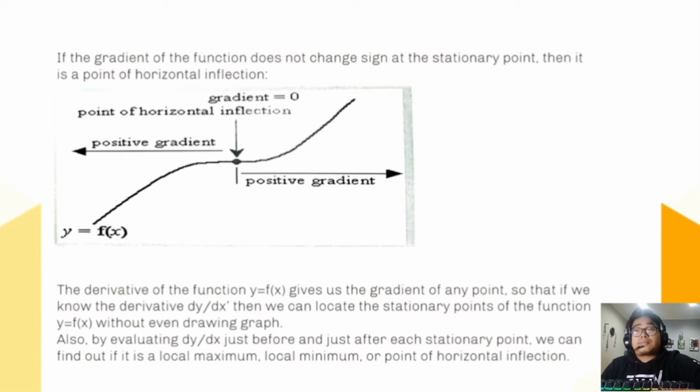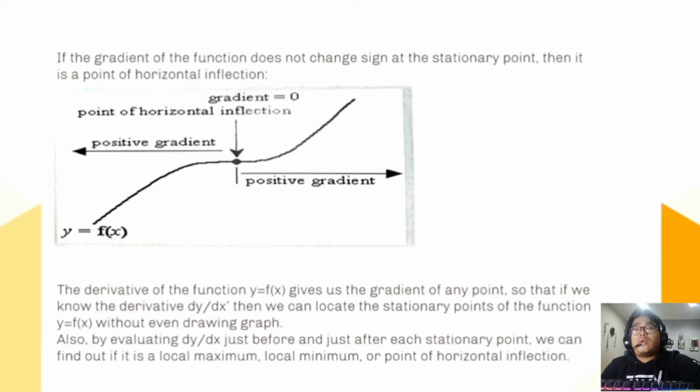Next, if the gradient of the function does not change sign at the stationary point, that is a point of horizontal inflection. The diagram below is about the minimum graph. The derivative of the function y equal f(x) gives us the gradient at any point.